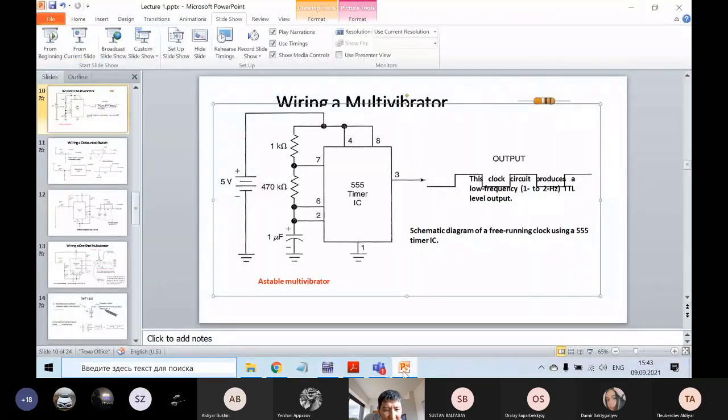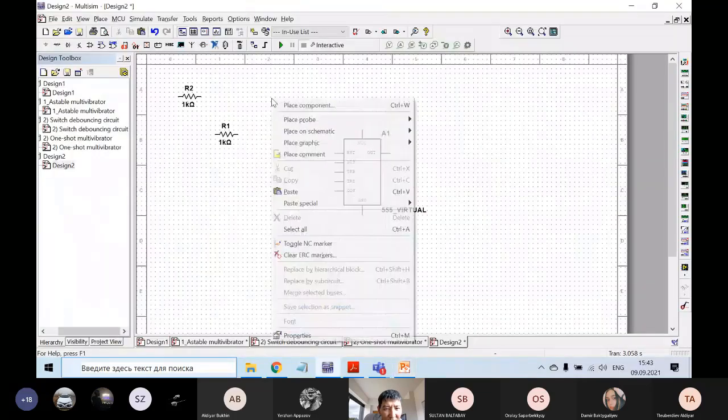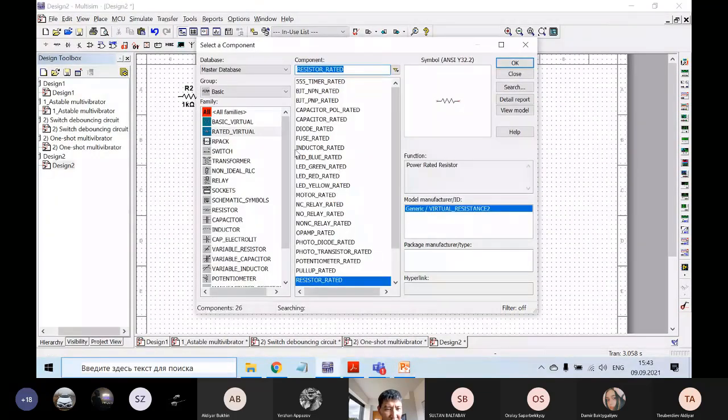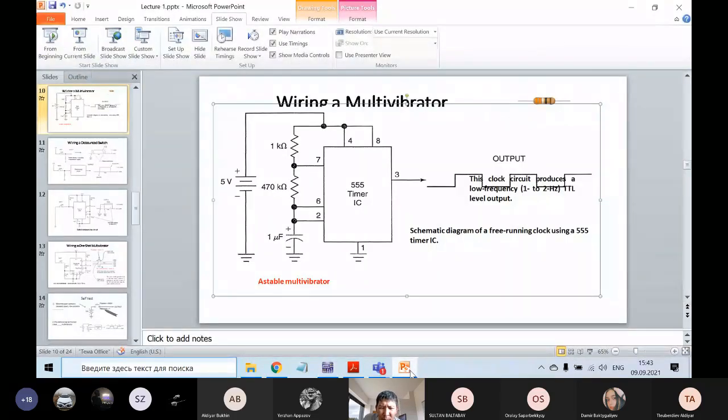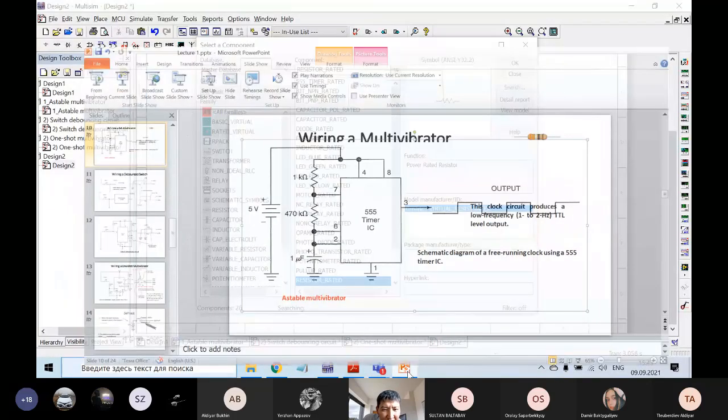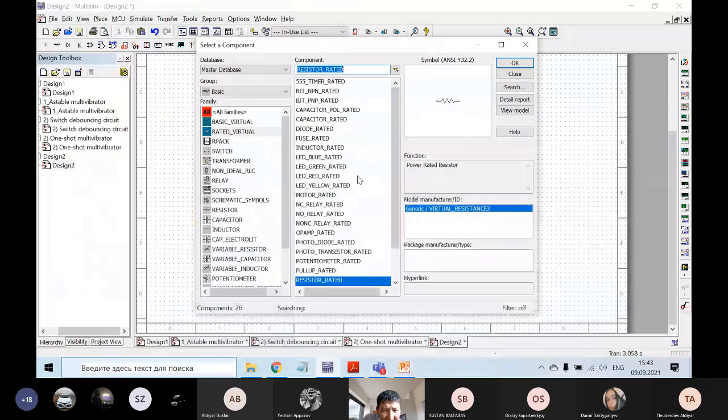So we need a second resistor. Then what else do we need? Capacitor, you already mentioned. So let's find capacitor. So here we have two types, polarized and just capacitor. So actually it doesn't matter. If we do real assembly, it will matter. But here we do simulation, but you can choose polarized ones.